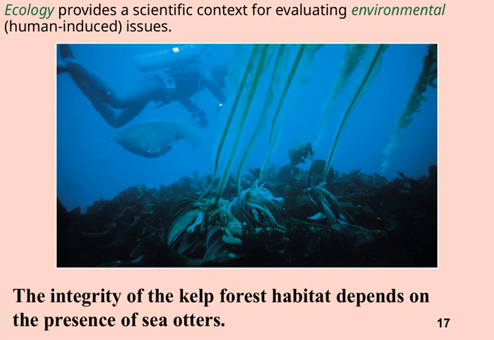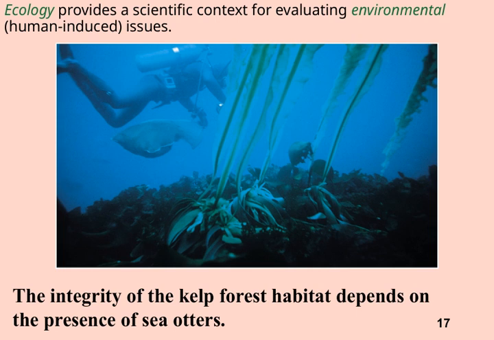It really helps us evaluate what's happening in ecosystems and why it matters. Now, focusing on the kelp forest habitat, its health and stability depend heavily on the presence of sea otters. These otters play a crucial role as predators that keep sea urchin populations in check. Without sea otters, sea urchins can overgraze the kelp, leading to the degradation of the entire kelp forest. So, their presence is essential for maintaining the balance and integrity of this habitat.